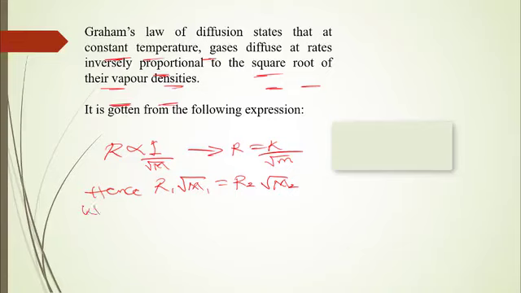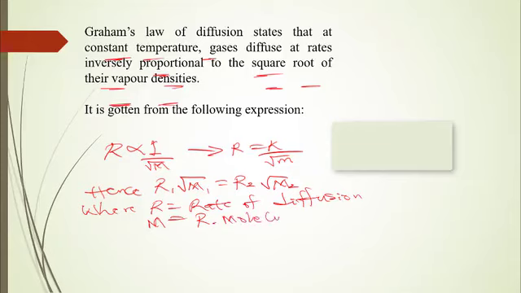where R simply refers to the rate of diffusion. And then we have M. M is our relative molecular mass. Remember that the rate of diffusion is given by the volume of the gas divided by the time. That's the rate of diffusion.